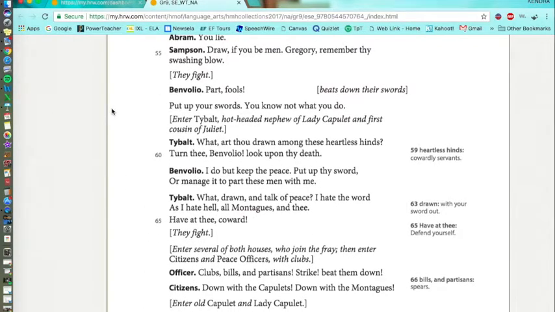Cling, cling, cling. Ching, ching, ching. Benvolio says, "Part, fools!" and beats down their swords. "Put up your swords. You know not what you do." So Benvolio's like, knock it off.